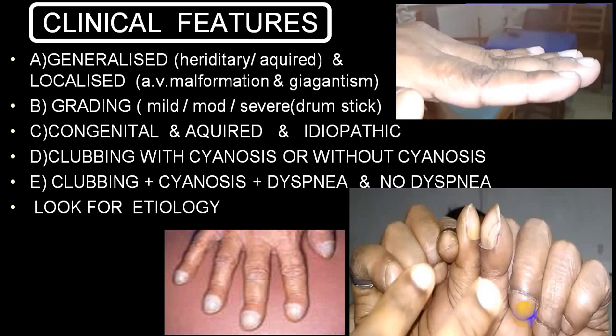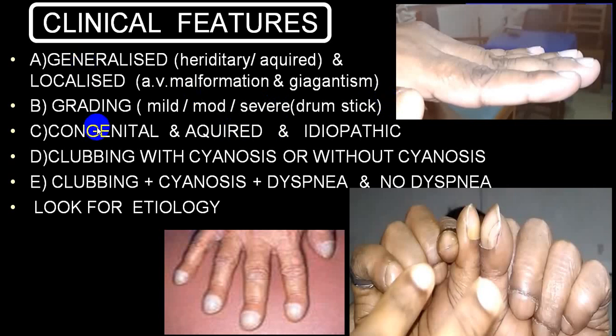Now, we have already mentioned in the types or terminology that it can be generalized or localized. Depending upon the severity, it can be mild, moderate, and severe, or we classify them into grade 1 to grade 4, or there is another way of classifying, grade 1 to grade 5.